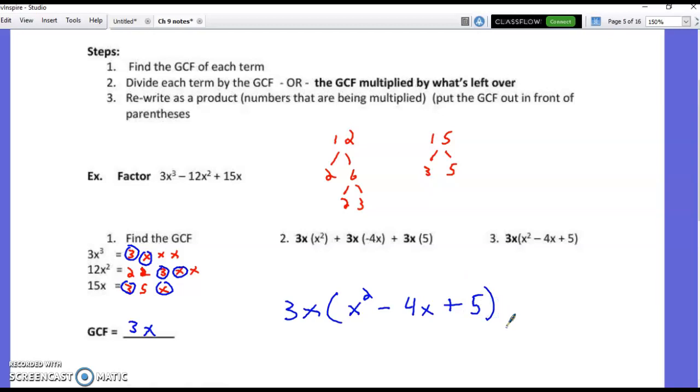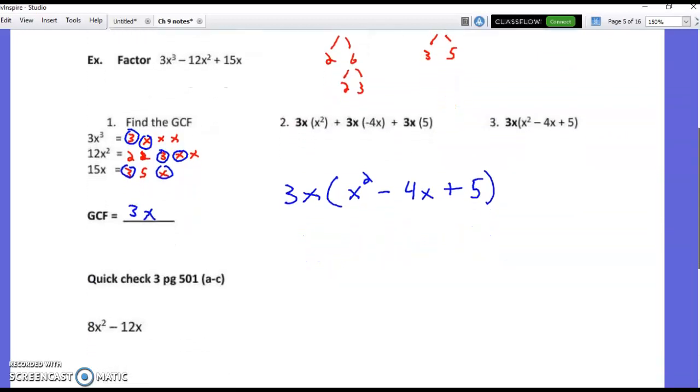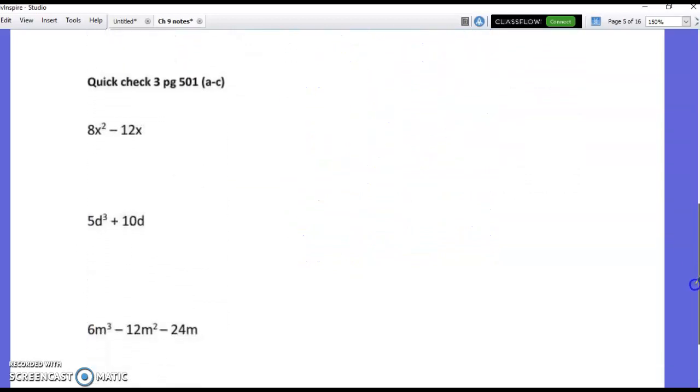So that's it. Once you can find the GCF, it's pretty much the work's done for you. So most of the work is finding the GCF. So that is factoring out a greatest common factor. Let's go ahead and try these.